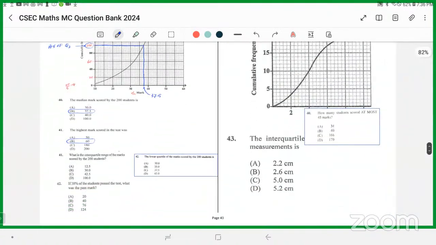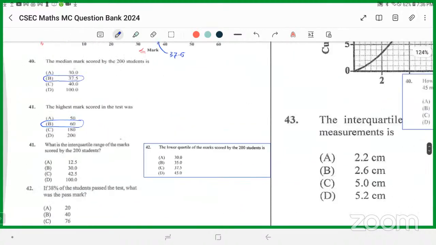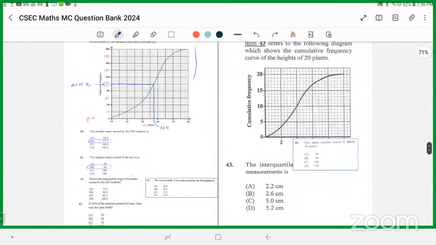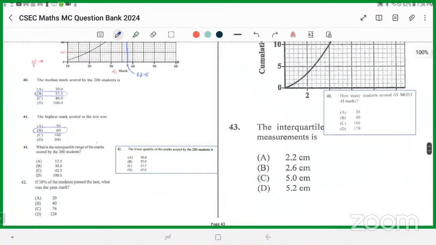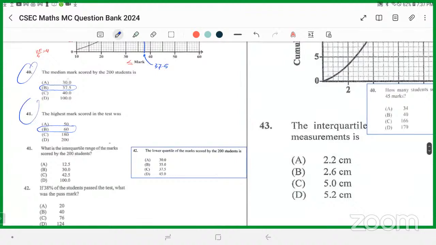All right. Next one. It's the same. So it's the same graph, right? But these are questions from other papers. So you know, this is 40 and this is 41. This 41 is from another paper. This 42 is from another paper. This 42 is from yet another paper with the same graph. So they keep asking different questions with the same graph. So get familiar with it.